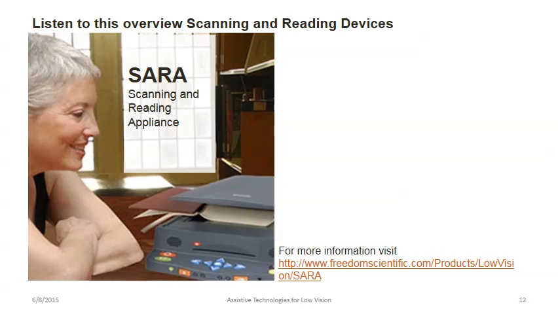Freedom Scientific's Sarah is a solution for those who are blind or have low vision. It is used to read a wide variety of printed material including books, mail, newspapers, magazines, and more. The scanning and reading appliances use optical character recognition, OCR technology, to scan text and then read it aloud in a variety of voices and languages.